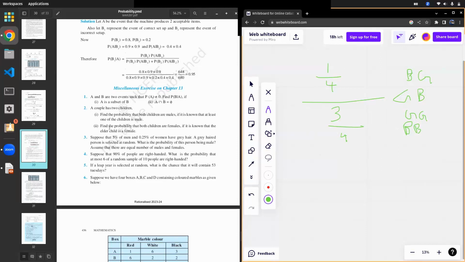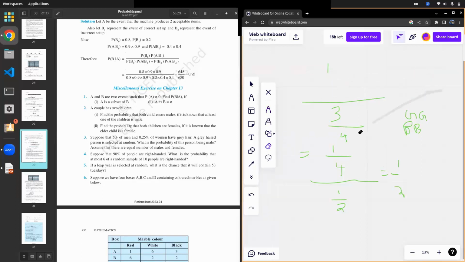The next question: the probability that both children are female if it is known that the elder child is female. So it is a similar question. The numerator will be the same, as the probability for both boys and both girls are the same. And in the denominator, the probability that the elder child is female is 1 by 2, since the probability that the elder child is a boy and the elder child is a girl is the same. So for this question, we will get the answer as 1 by 2.